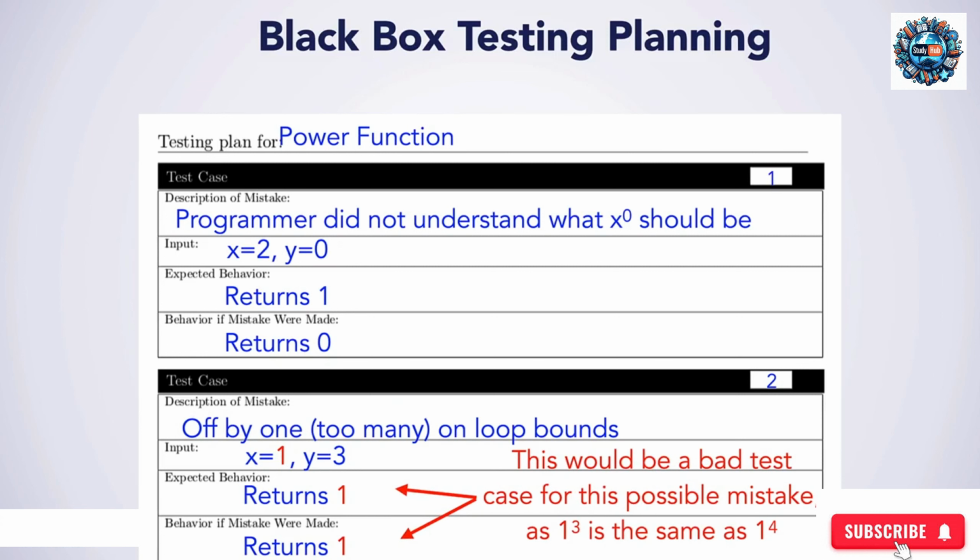Contrast the previous test case with this one. If we try to test for the same mistake with x equals 1 and y equals 3, our correct answer is the same as the answer we would get if the programmer made this mistake. That means that this test case is not a good way to detect this particular potential problem. These inputs may still be good test cases for other reasons, but they would fail to identify this particular mistake.